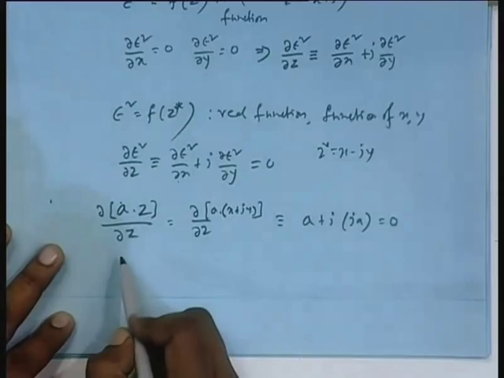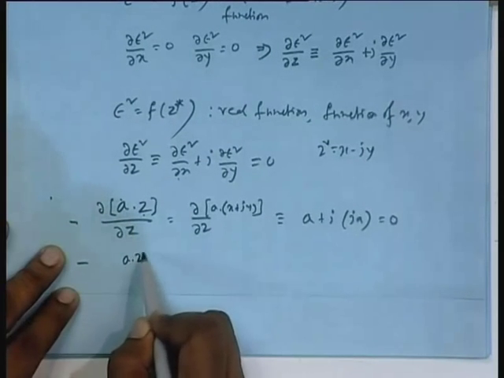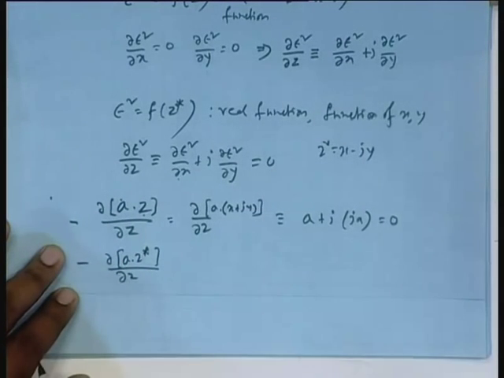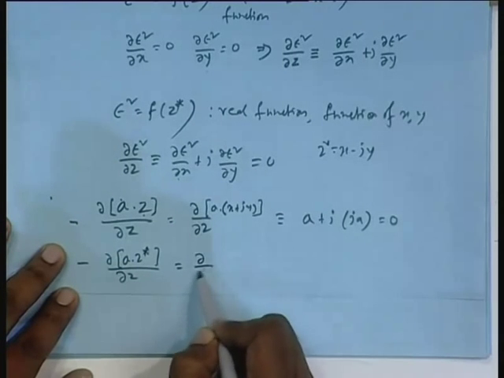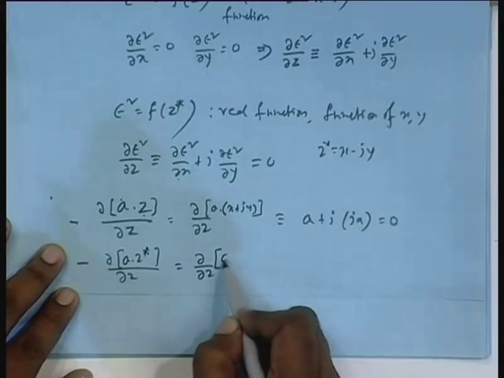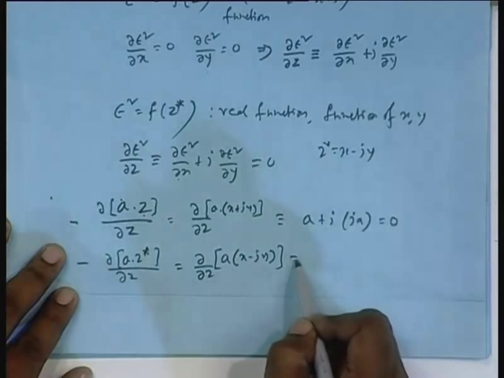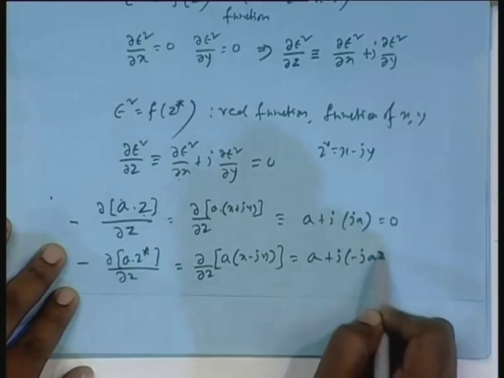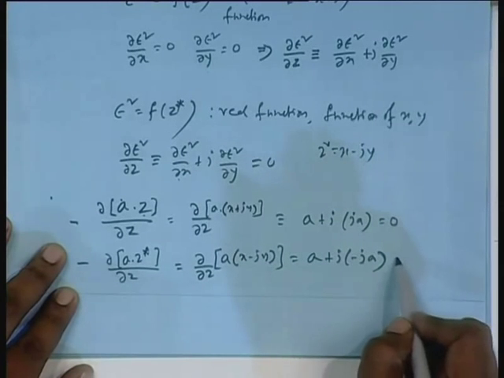On the other hand, if it is not z, but say a into z star, a into z star, then that means you get a and plus j times minus j a, isn't it? So, you get 2 a.